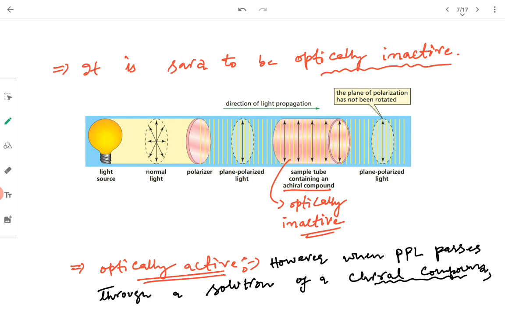A compound which does not rotate the plane of polarization either clockwise or counterclockwise is known as an optically inactive substance or optically inactive compound.